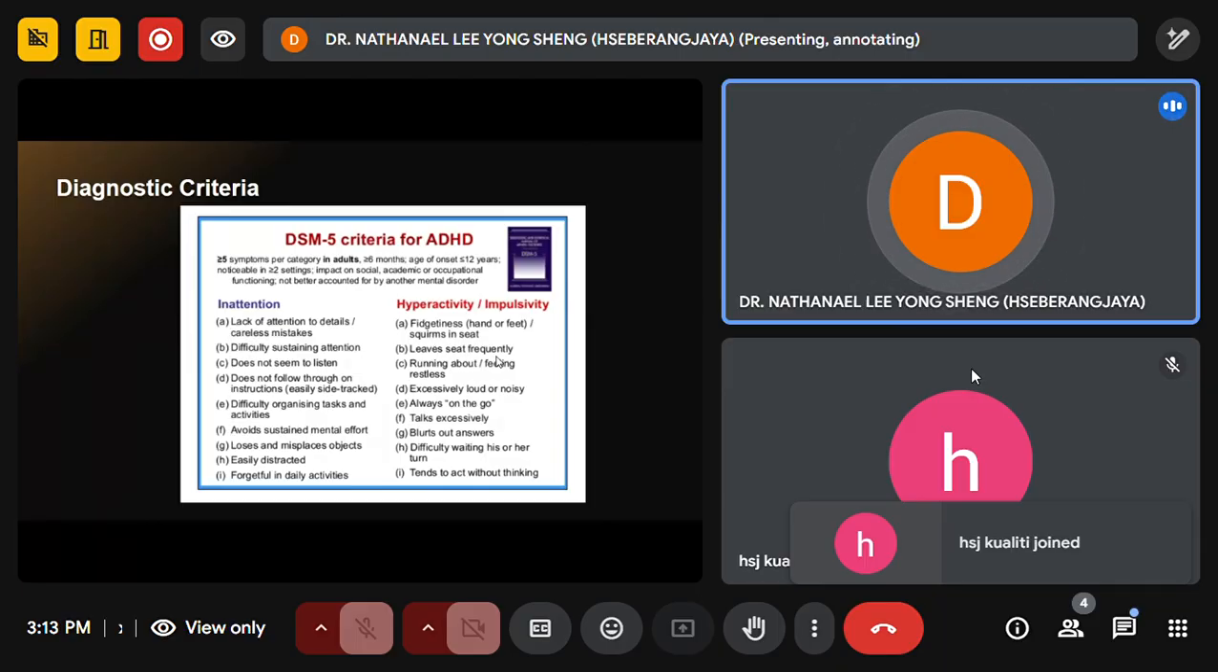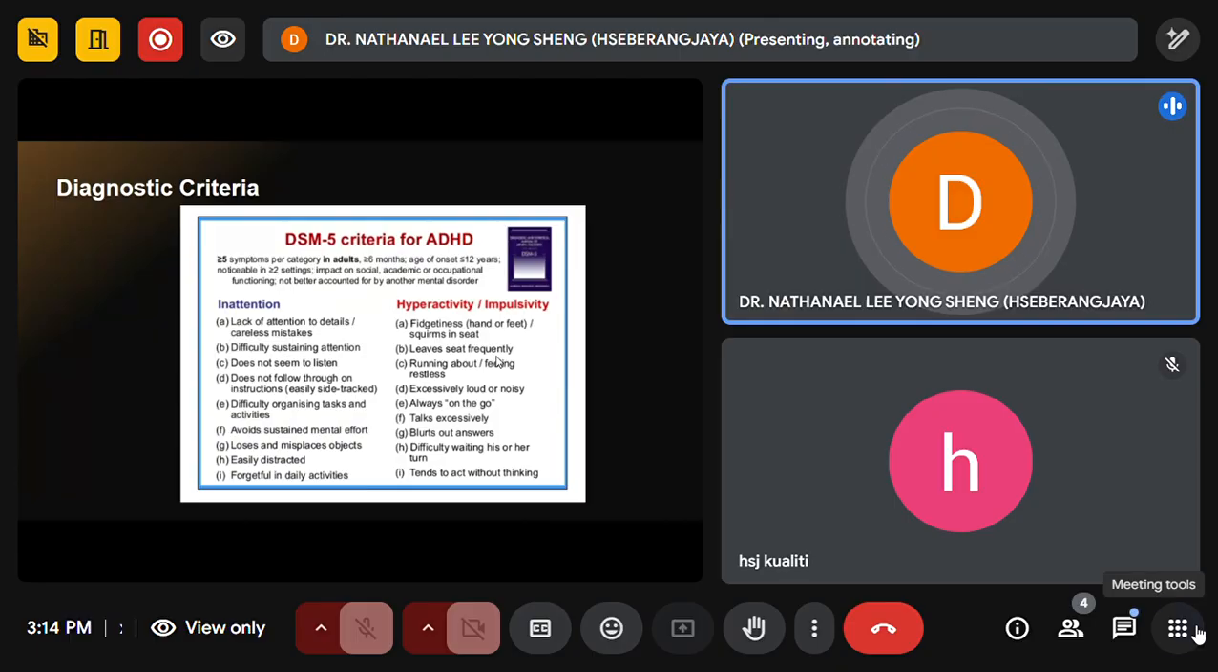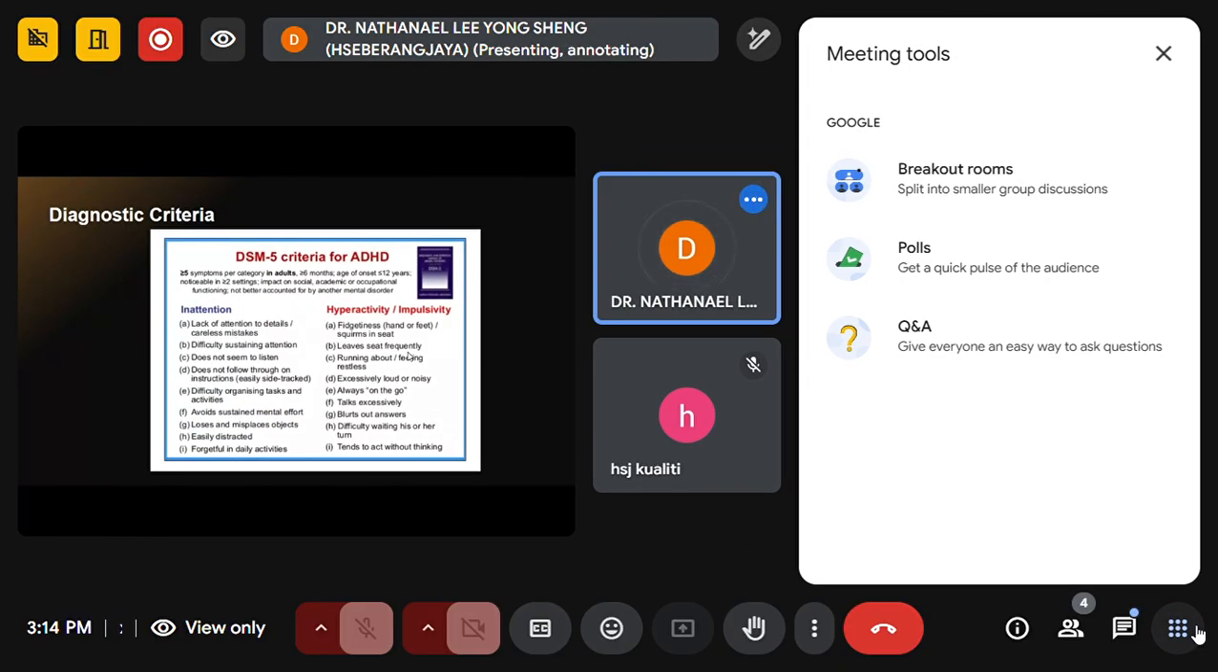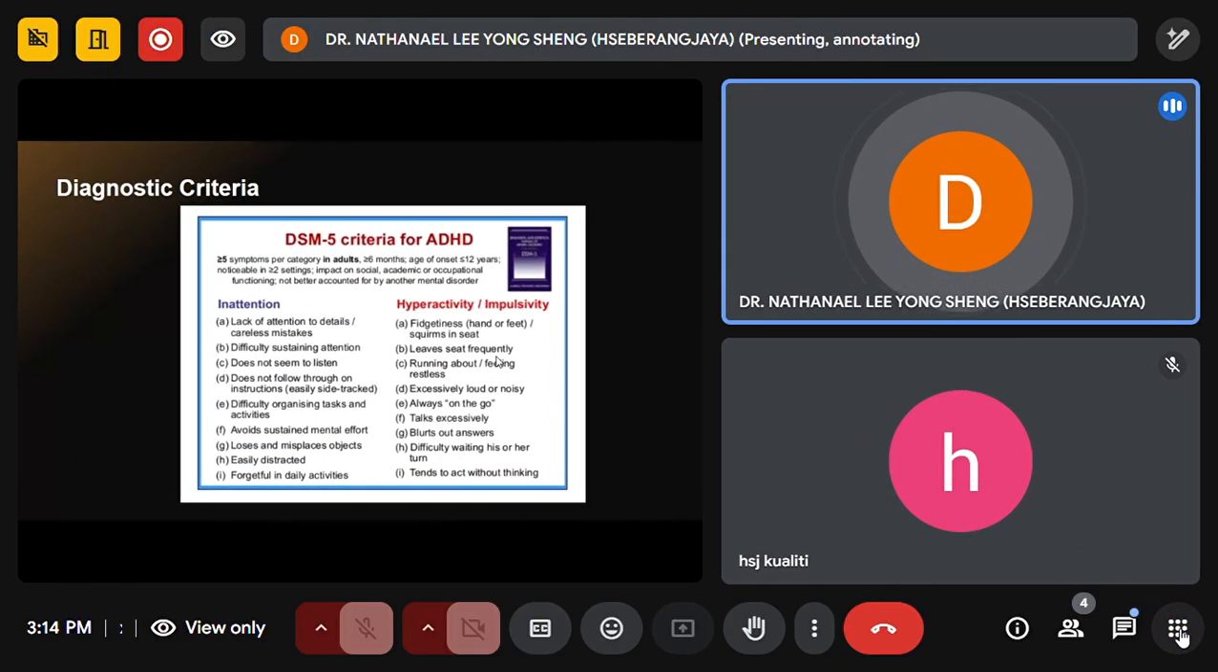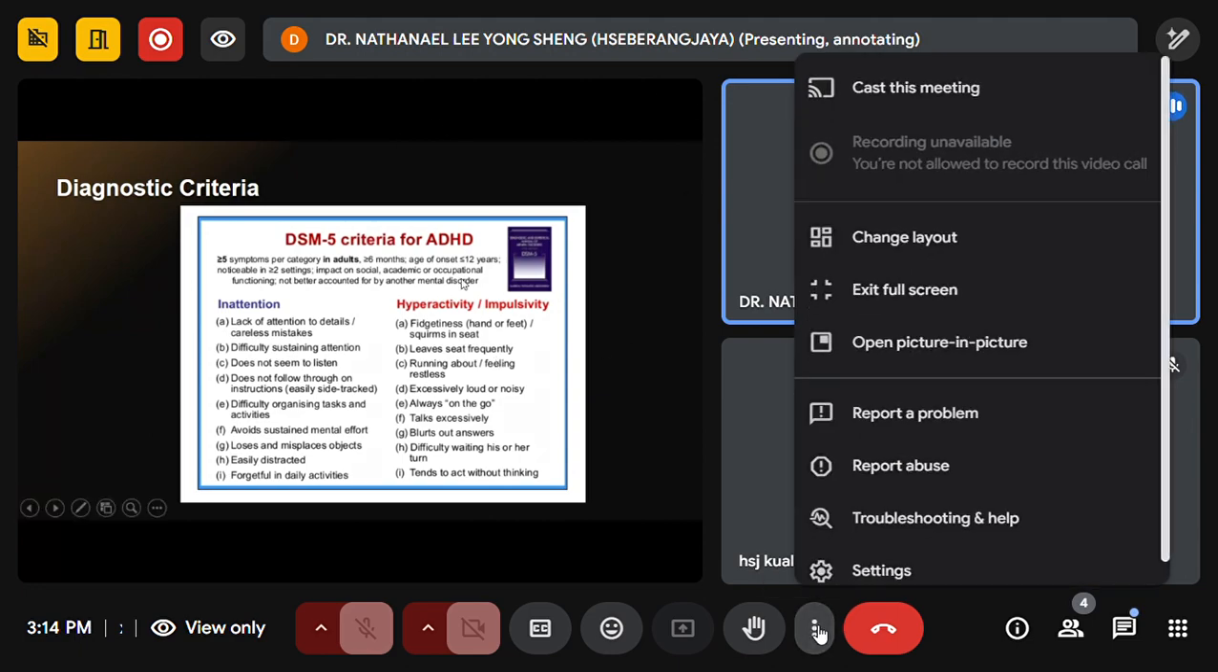The age of onset. For childhood onset ADHD, we will take it as less than 12 years old. However, there are also cases whereby we diagnose adult onset ADHD. So it means that it's not necessarily childhood onset, but that is rare. I mean, most is childhood onset, so we take it as less than 12 years old.